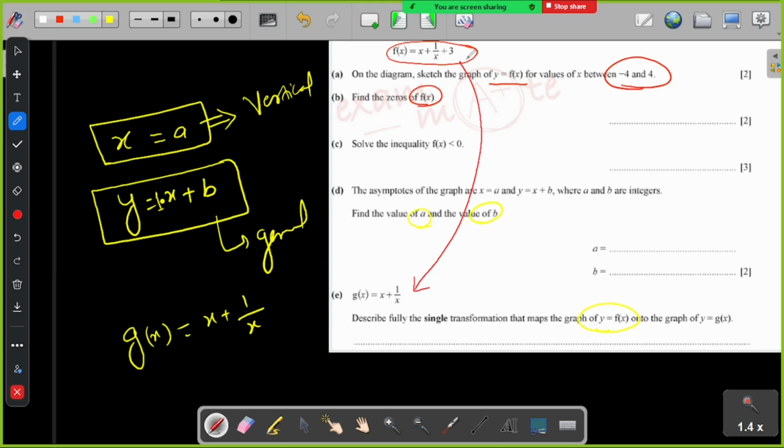In f(x) you have plus 3, and you want minus 3 here. So we have to simply translate the graph by (0, -3). We have to subtract 3 from its y value everywhere. So we will transform it by (0, -3). This is my translation, right? So this is the single transformation that will give me g(x) from f(x).